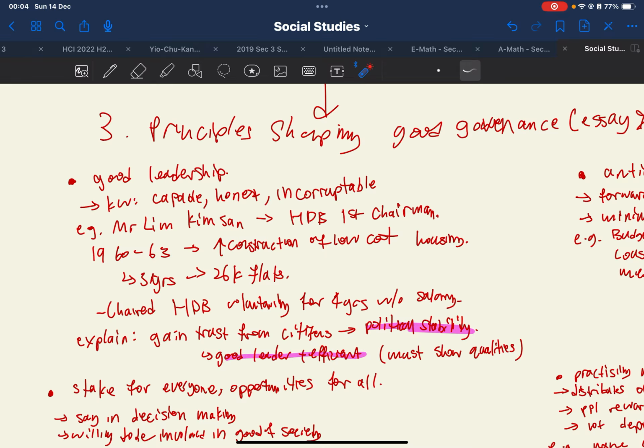Why good leader? Because it's effective. What? 26k flats. You think you can build 26k flats, man? Cannot. What? Right? So it's effective, and then you must show the quality. And this is a good governance part.